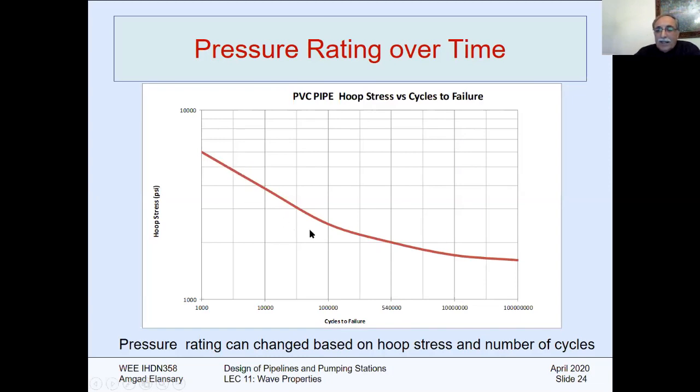This analysis has been done using the hoop stress against the cycles to failure. This is the number of hours or number of cycles to failure. We can notice that the stress can reach one third after 100,000 cycles, or 100 million cycles, for example. So the high density polyethylene pipe or the PVC pipe has this disadvantage of failure or reduction of the stresses along with time or with using the pipe.